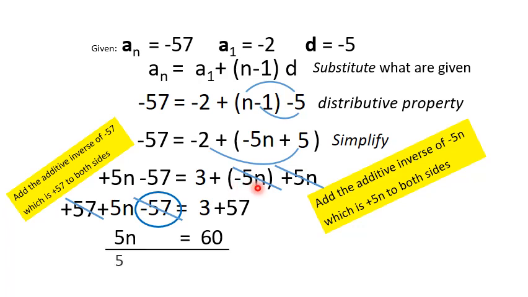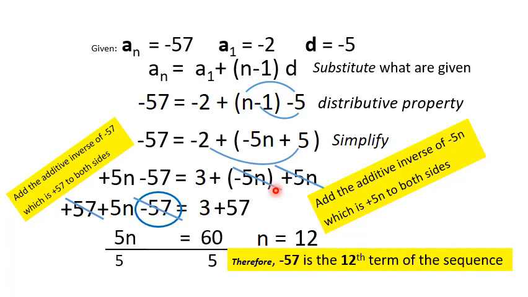So, dividing both sides by 5 so that we can get the value of n. Makuha natin ang n value. So, n is equal to 60 divided by 5 is equal to 12. And therefore, we can say that negative 57 is the 12th term of the given sequence.